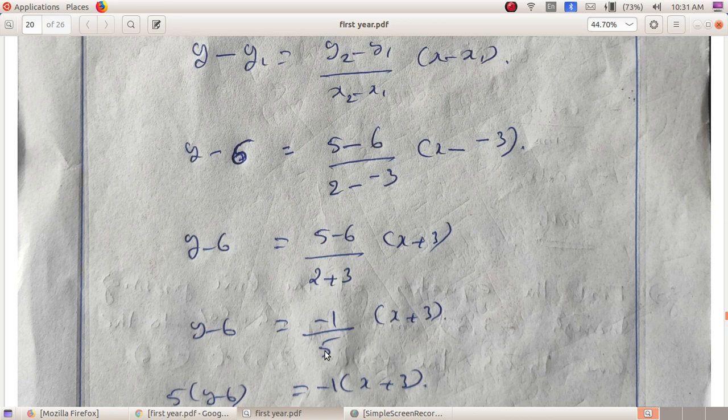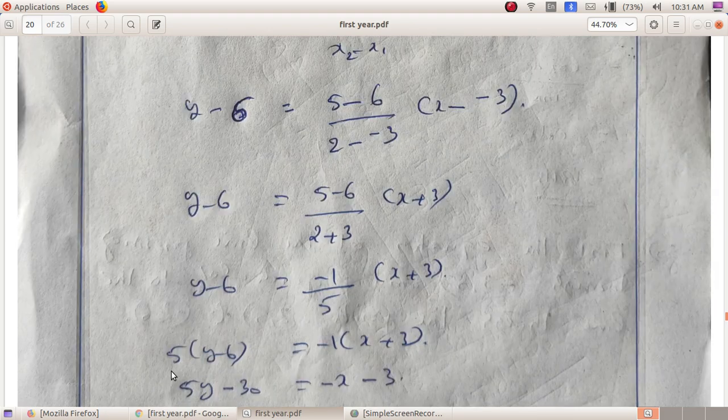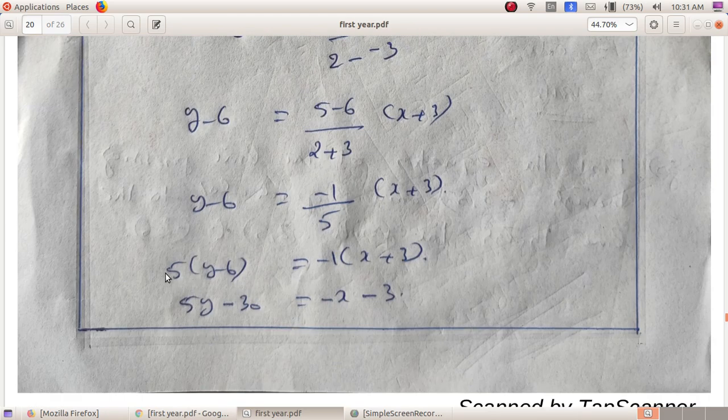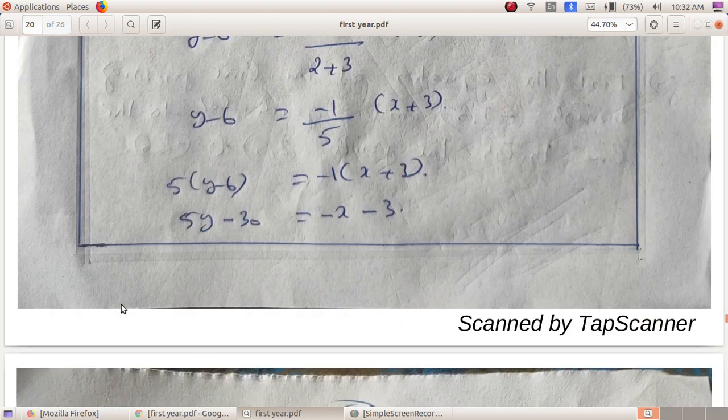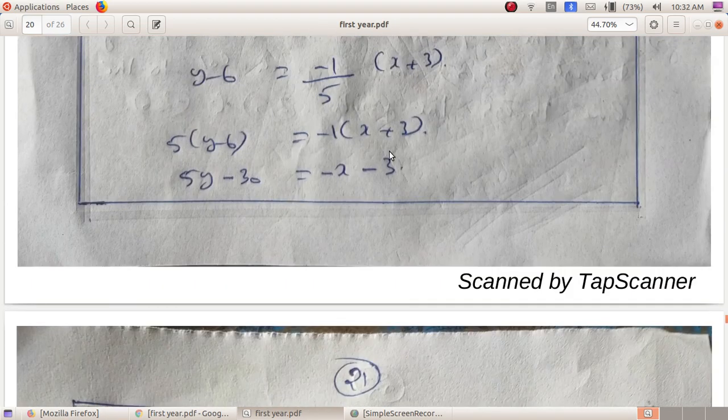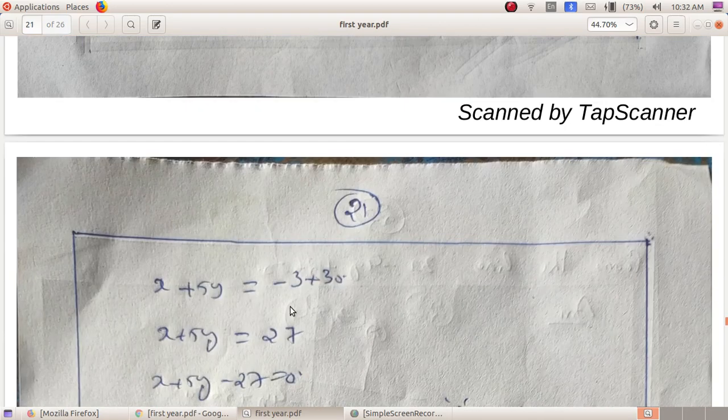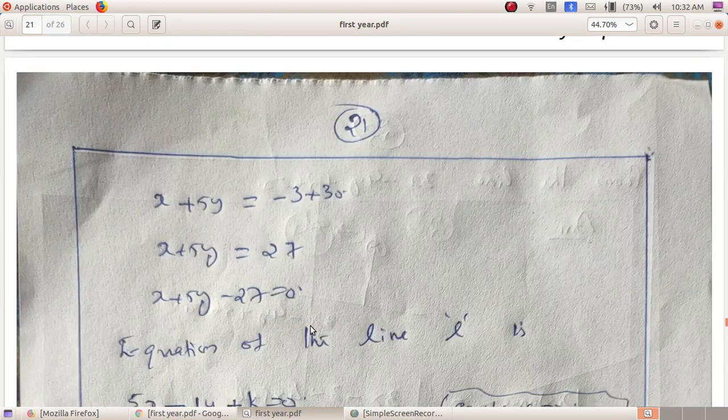You take this 5 to the left side. 5 into (y minus 6) is equal to minus 1 into (x plus 3). You may expand: 5y minus 30 equal to minus x minus 3. Then you transpose negative x to the left side. Then x plus 5y equal to minus 3 plus 30, that is 27. So the answer is x plus 5y minus 27 equal to 0.